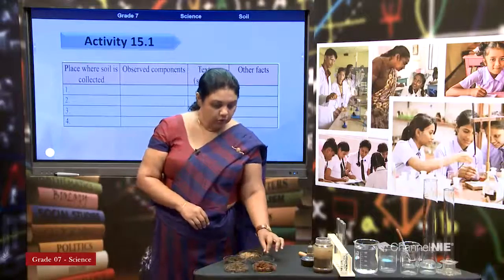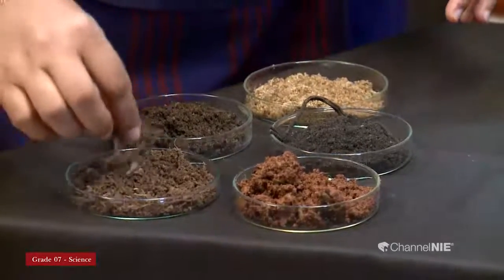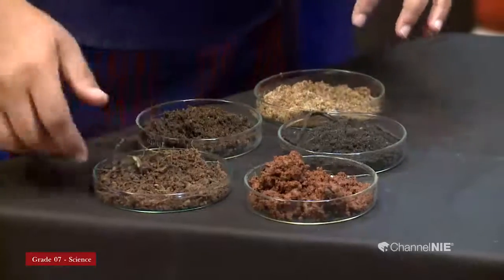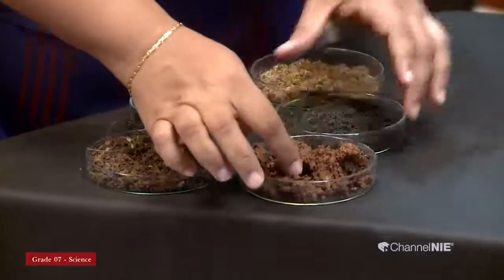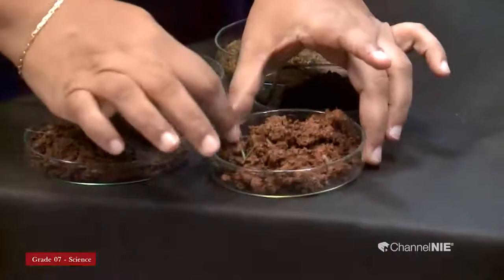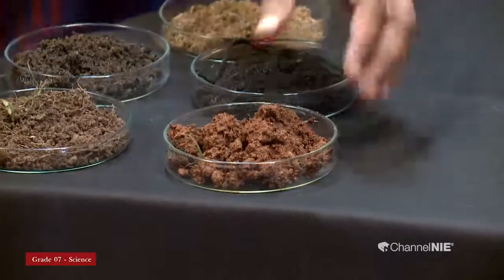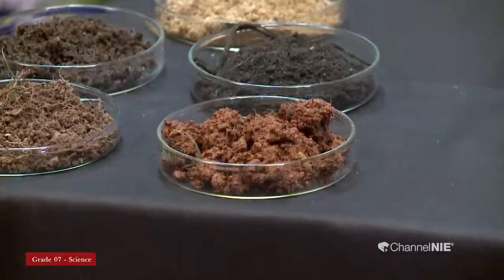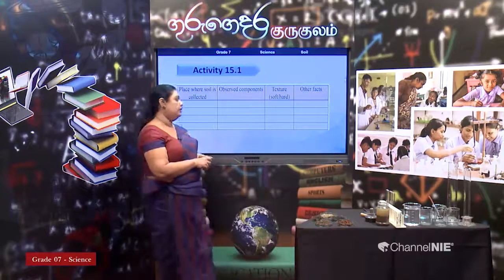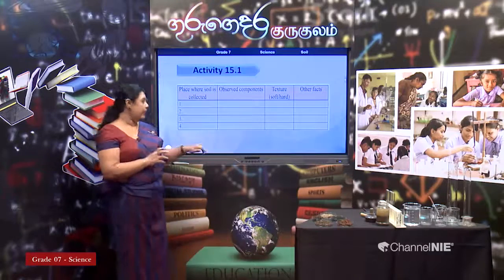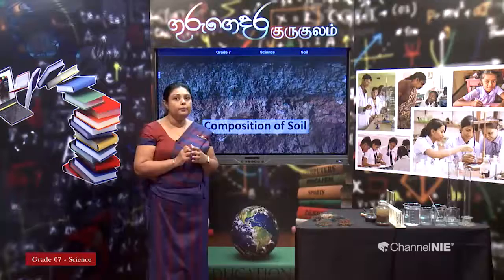When you touch them, you can feel a different texture. Some have particles like this, some do not, and some have insects or animals. This is the type of moist soil that earthworms love to stay in. So, you can see the different colors and different textures in these different types of soil. You have a basic idea that there are different types of soil. This is called the composition of soil.